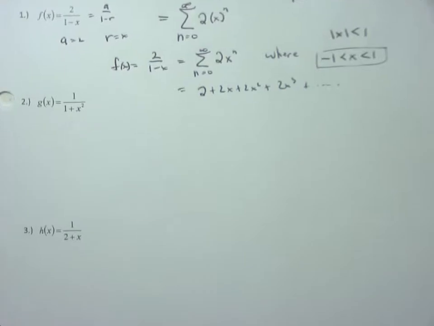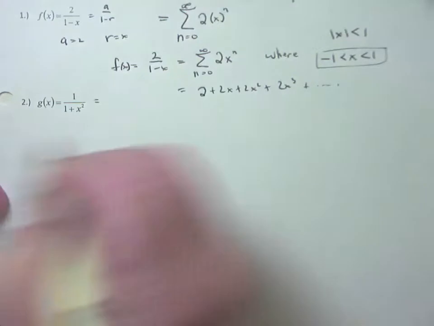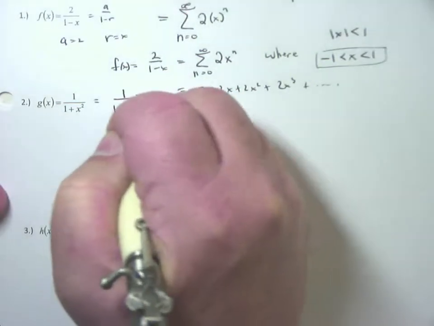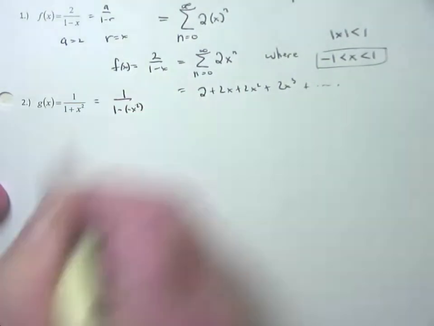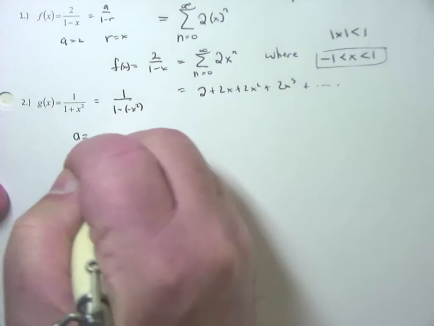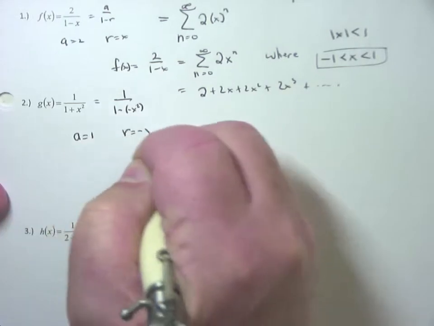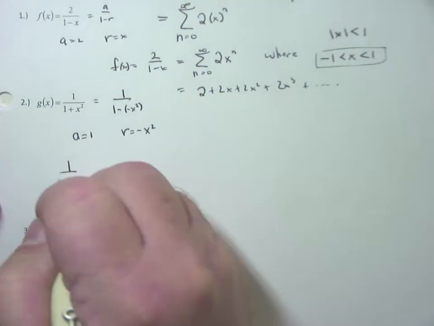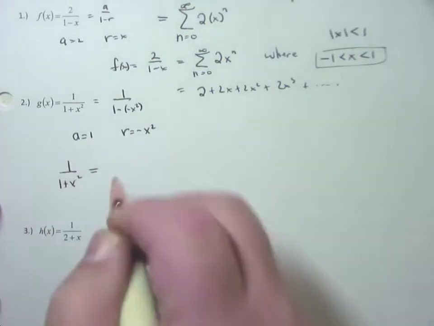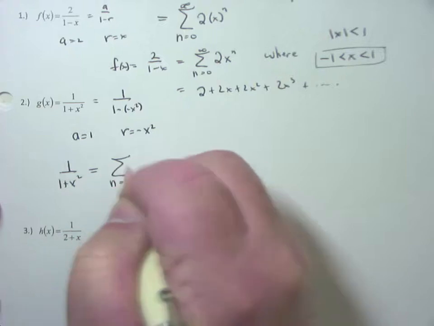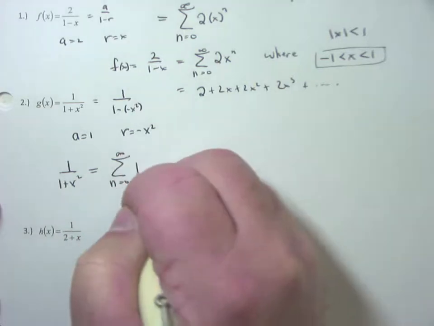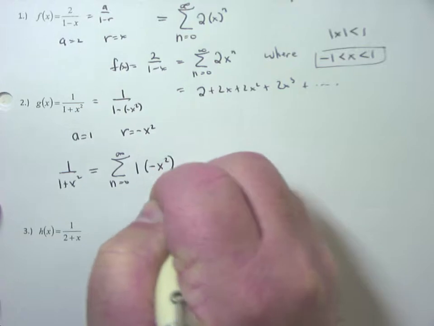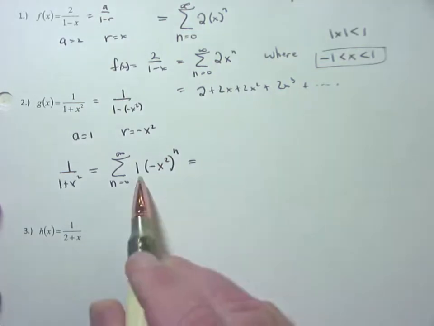Try this one. g of x equals 1 over 1 plus x squared. You want to write this as a power series. So you want to rewrite this as a over 1 minus r. This is 1 over 1 minus negative x squared. So writing it in that form, a would be 1, r would be negative x squared. But you got to clean this stuff up. So 1 over 1 plus x squared would be equal to the sum as n goes from 0 to infinity of a, which is 1, r, which is negative x squared, to the n. A, r to the n.